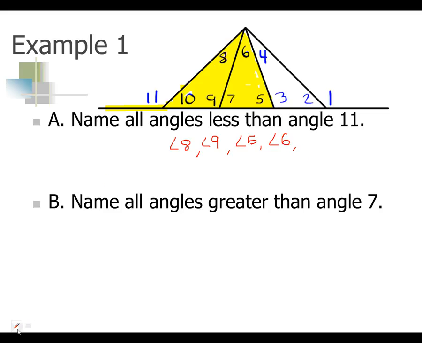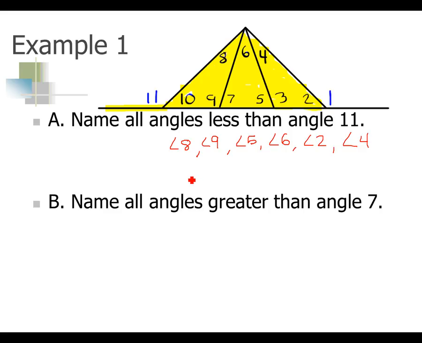And then continuing, if I look at the entire triangle, two more to add. Angle 2 would be remote interior to 11, and so would angle 4. So those would be the 6 that work out. Angle 8, 9, 5, 6, 2, and 4 would all be less than angle 11.